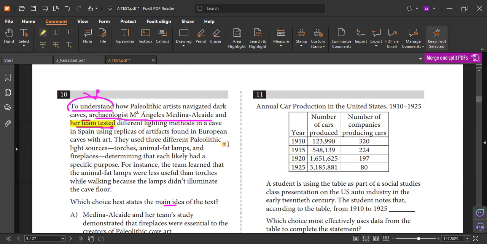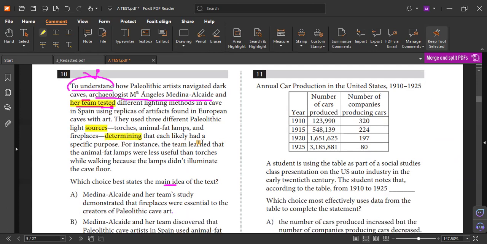And then he explained how they tested. They used 3 different Paleolithic light sources, to tell you more about the sources. Okay, determining, which means a conclusion, that each likely, each what? Each one likely had a specific purpose. And then we are going to give you an example. So the team learned, so they concluded, they found information. So my focus here is what did they learn? This is the main idea.